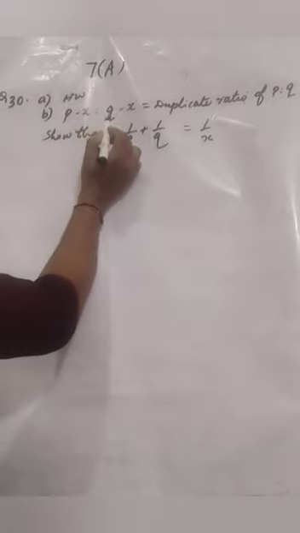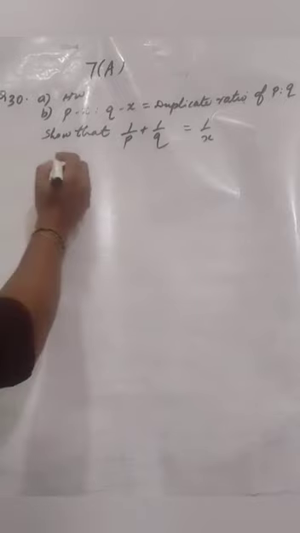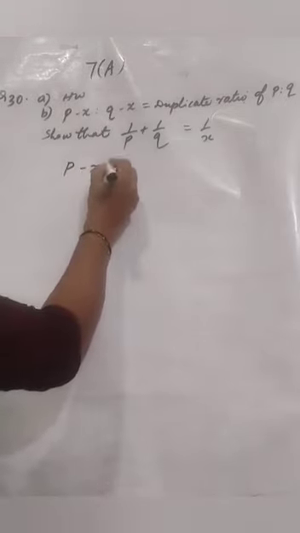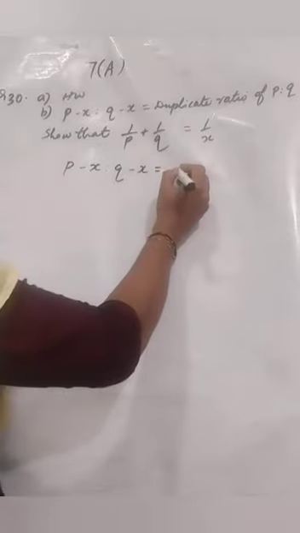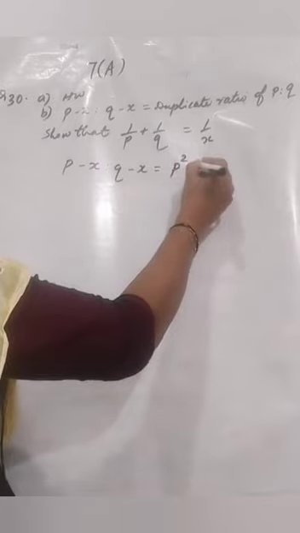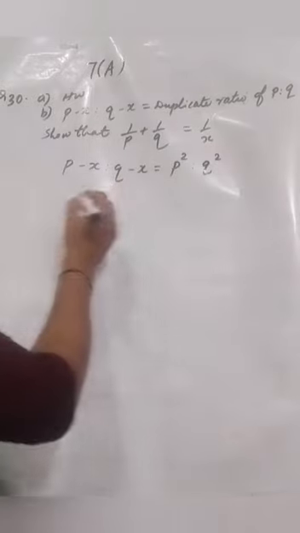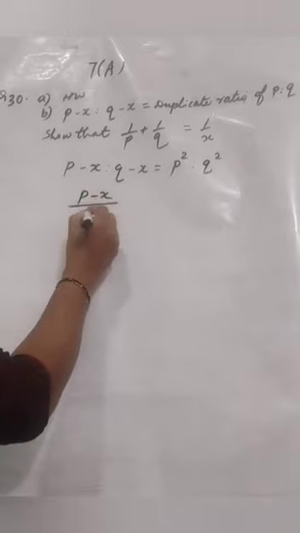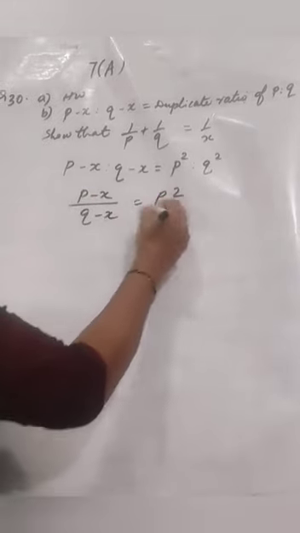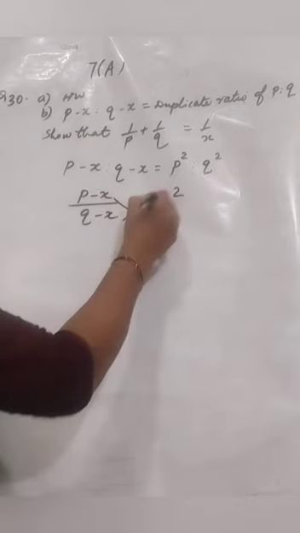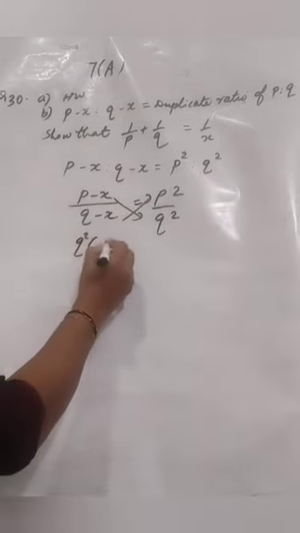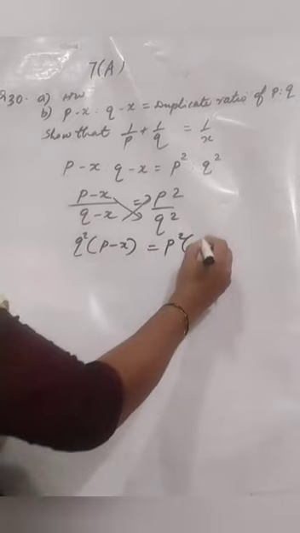Question number 30A is homework. B: If p minus x is to q minus x is the duplicate ratio of p is to q, then show that 1 by p plus 1 by q is equal to 1 by x. First we can write the given thing. p minus x is to q minus x is the duplicate ratio of p is to q. What is the duplicate ratio of p is to q? How can we find it? Yes, by squaring. p square is to q square. And write in fraction form, p minus x by q minus x equal to p square by q square. Multiply. q square into p minus x equal p square into q minus x.